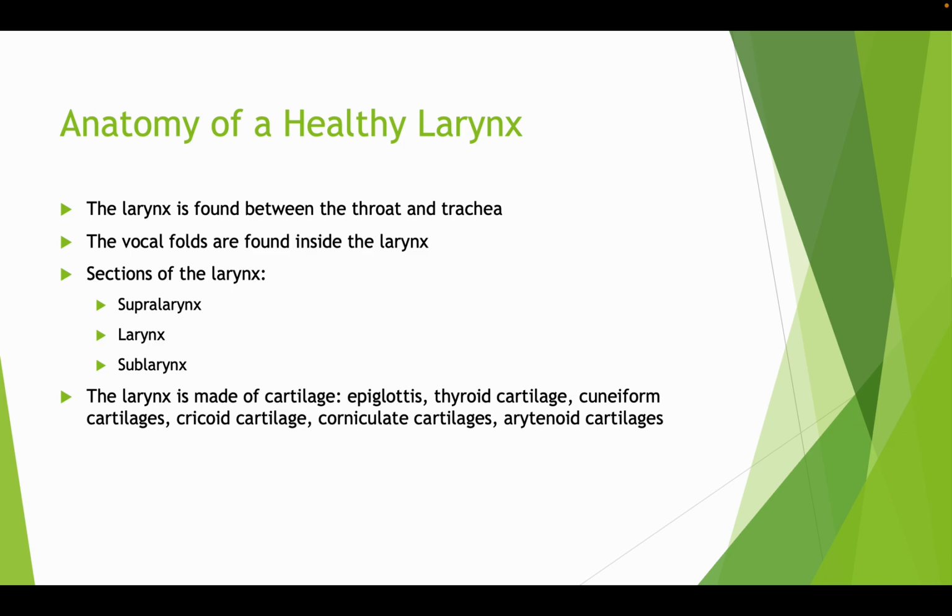The supralarynx is the uppermost part of the larynx. It consists of the false vocal cords. The larynx is the central part of the larynx that consists of the true vocal cords. The sublarynx is the lowermost part of the larynx. It joins into the windpipe. The larynx is made up of cartilage, including the epiglottis, thyroid cartilage, cuneiform cartilages, cricoid cartilage, corniculate cartilages, and arytenoid cartilages.